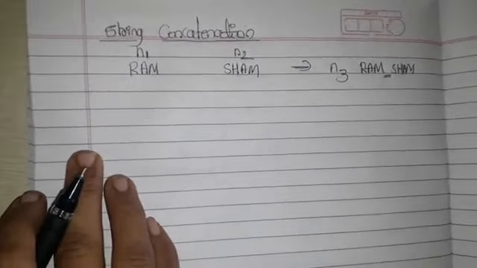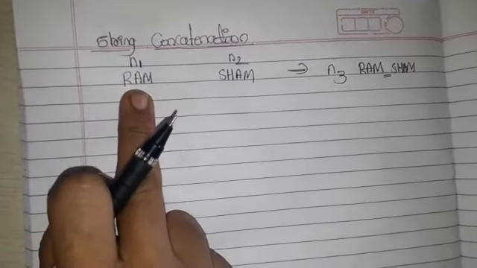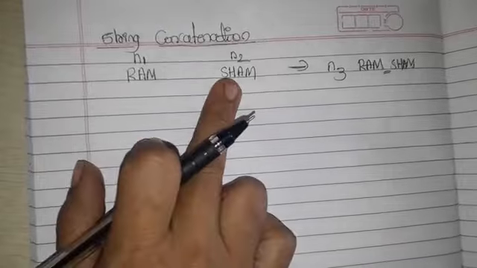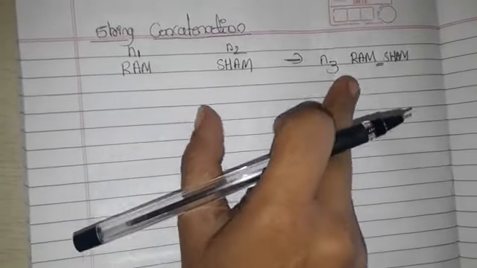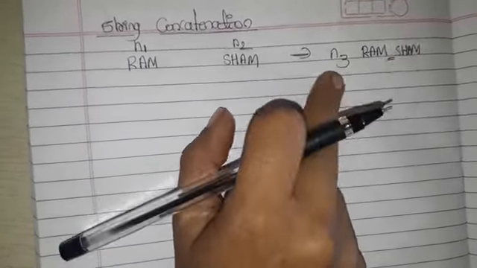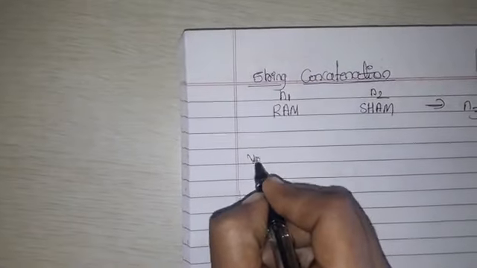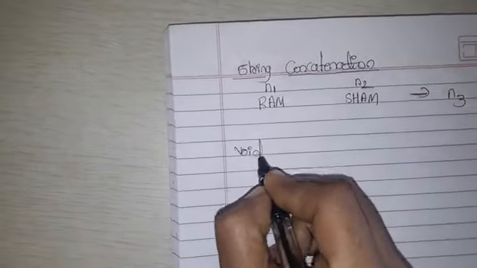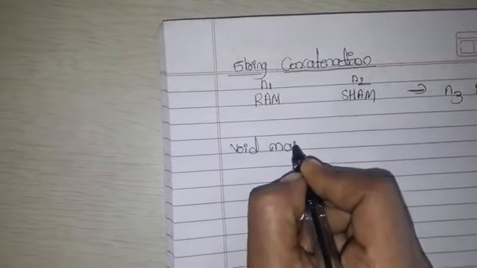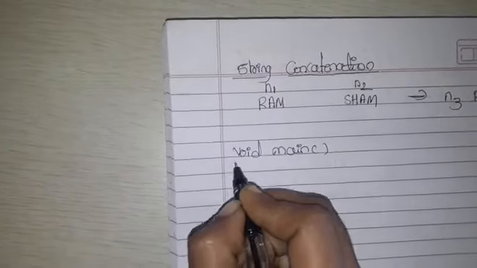Okay, so what to do now? We have to think. I want to get an input from the user, n1 and n2, and n3 is the output. It should be given to the user. So now what to do? Always we know that the execution of a C program starts from main. So I'll start with main.